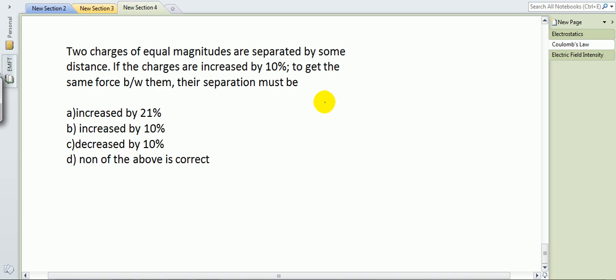So let us say, in the first case, the charges of equal magnitude are separated by some distance r, and we know that F is directly proportional to q square by r square. I have written q square because they have the same magnitude. Q into q will become q square. So as you can see, the force is directly proportional to q square by r square. So now the charges are increased by 10%.